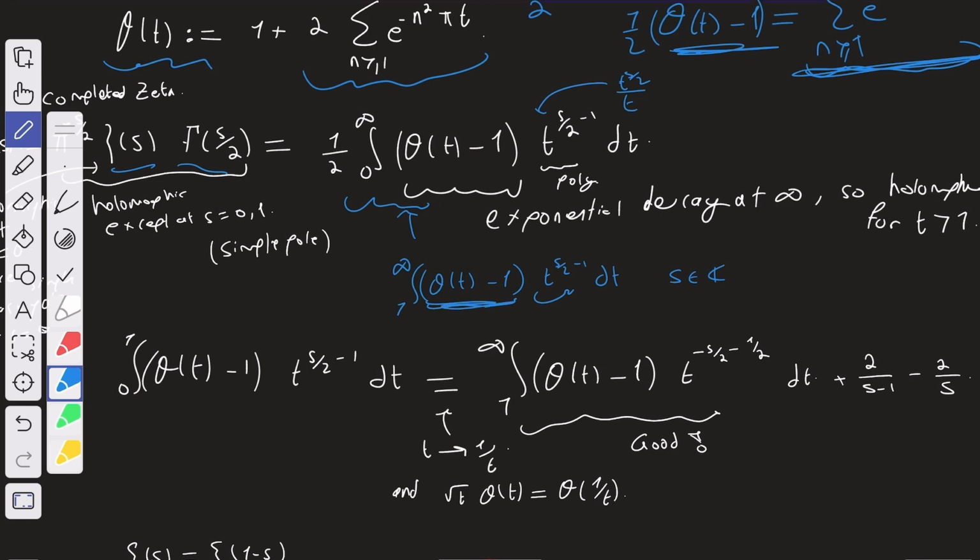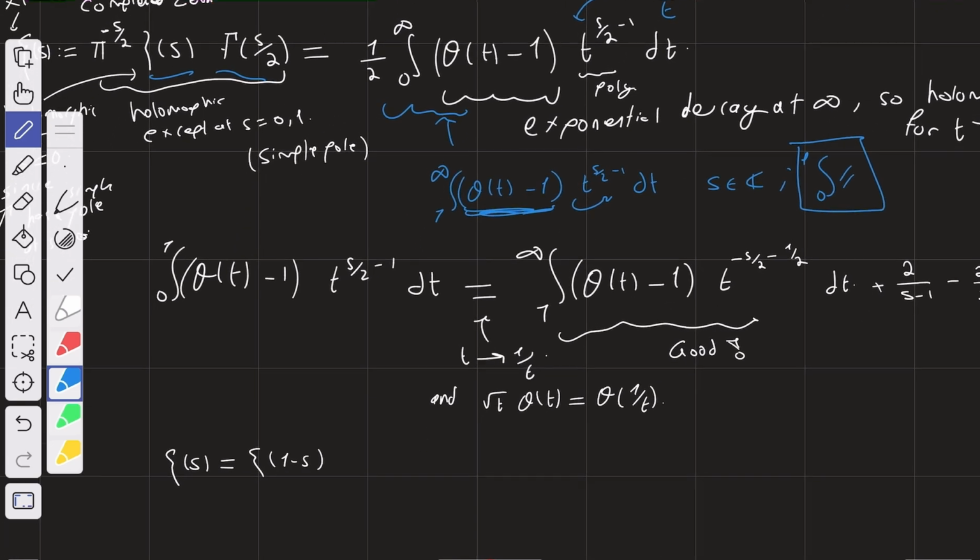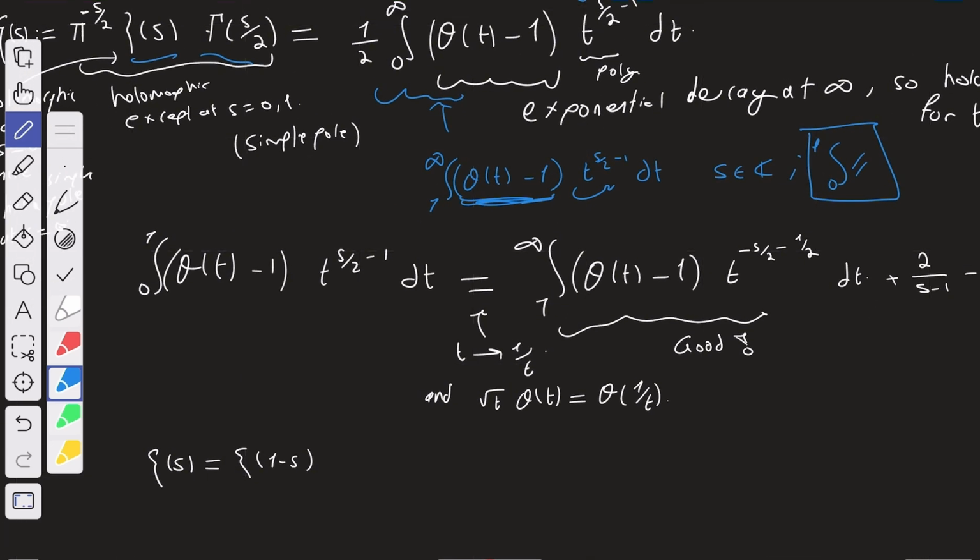So now it suffices to discuss the niceness of the integral from 0 to 1. If we can discuss where this integral is defined, we will be wrapping up the discussion on the functional equation. So before we do that, let me remind you that the theta function has the functional equation: the square root of t times theta of t is equal to theta of 1 over t.